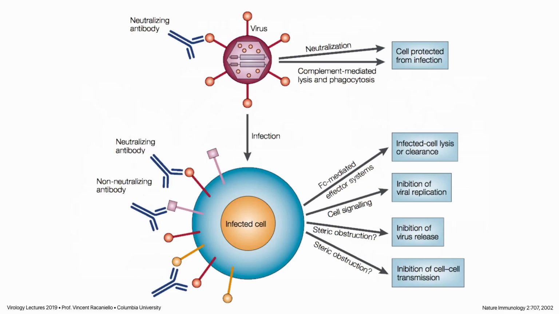So the point that I want you to take away from this is that antibodies can block virus infection of cells, or they can take a virus-infected cell and also inhibit the production of viruses in those. And that's why they are protective. That's why these antibodies are so powerful.